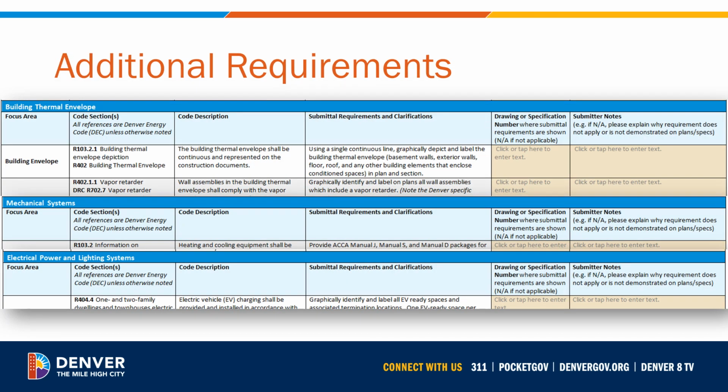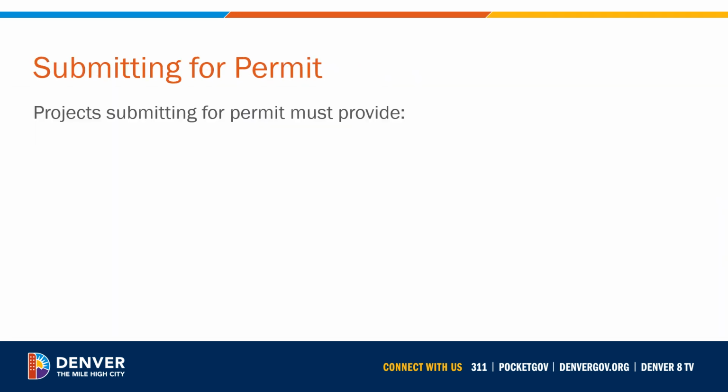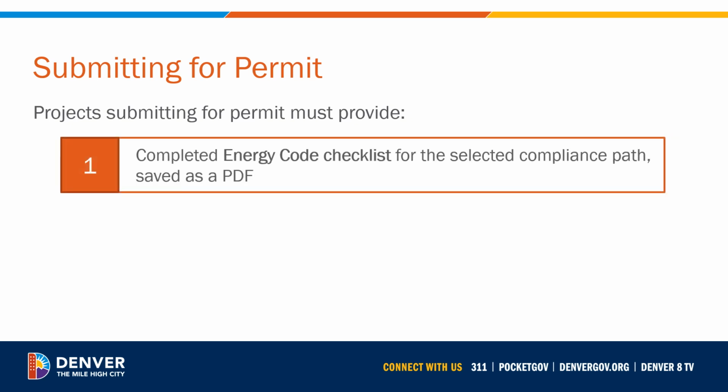Each checklist outlines the required provisions projects must follow relating to the building thermal envelope, mechanical systems, and electrical power and lighting systems. Make sure to fill out each line, noting NA if the provision is not applicable to your project. The submitted checklist must be completely filled out to be accepted for permit. When you submit your project for permit, you must provide a completed Energy Code checklist matching your selected compliance path. A complete and accurate checklist will help ensure a smooth review process.